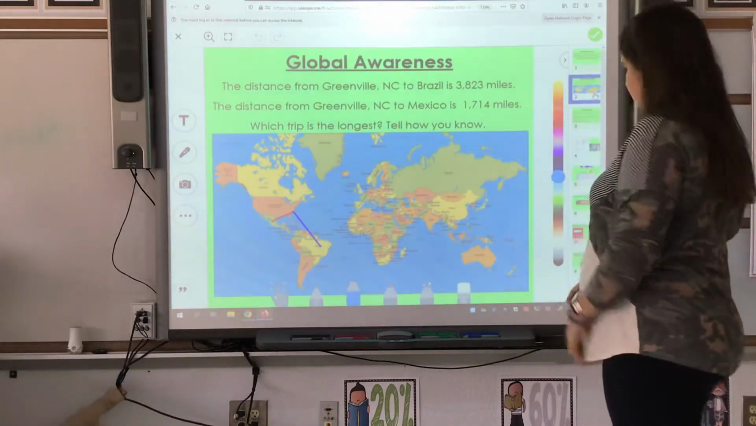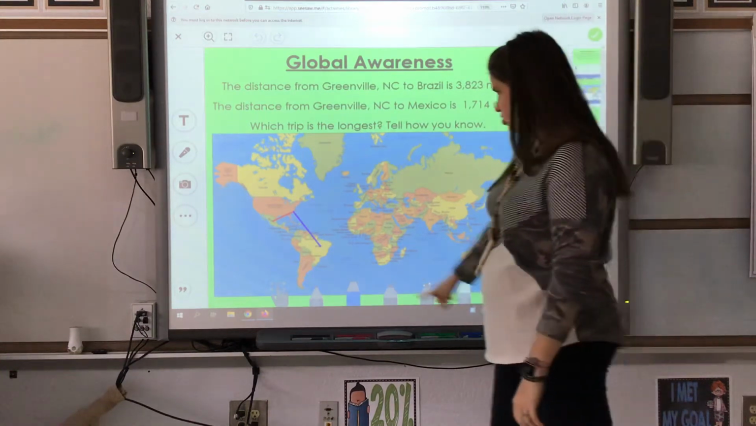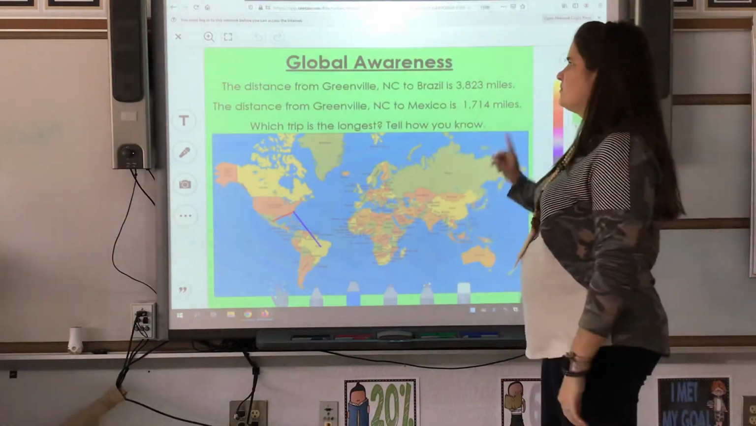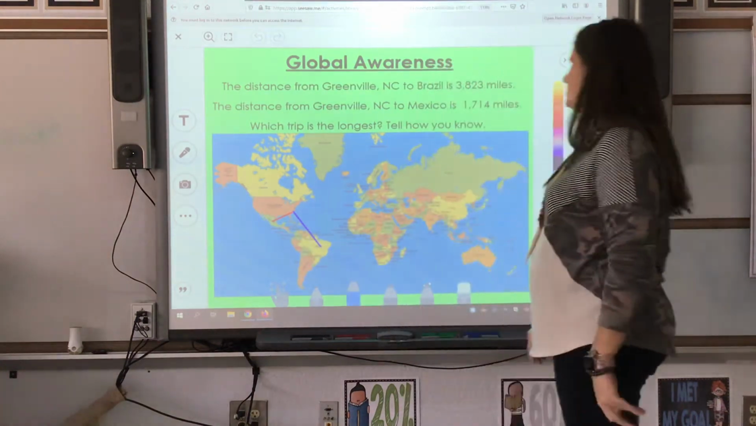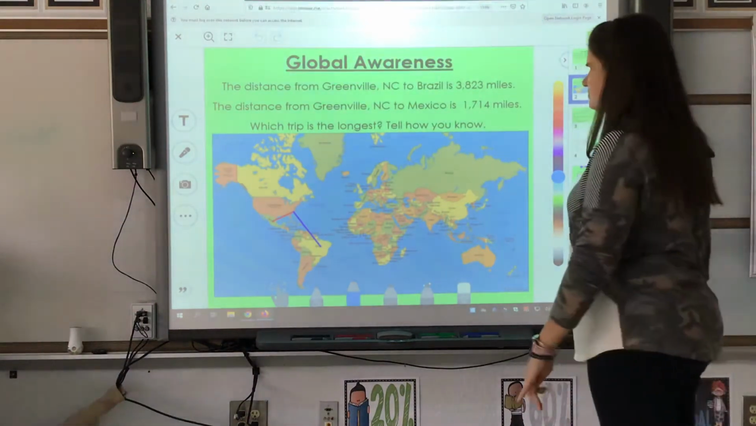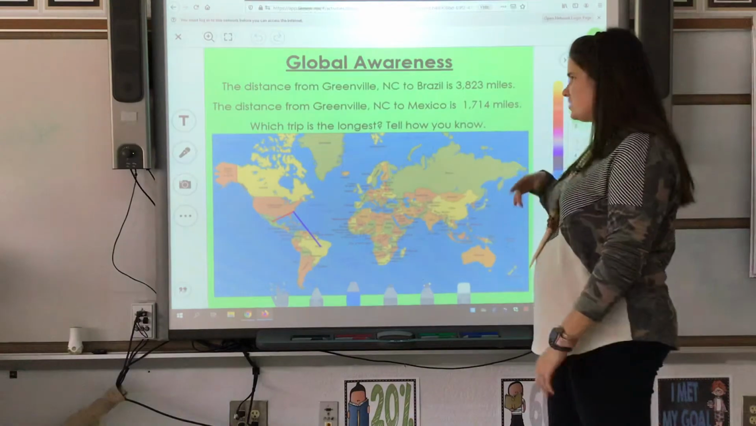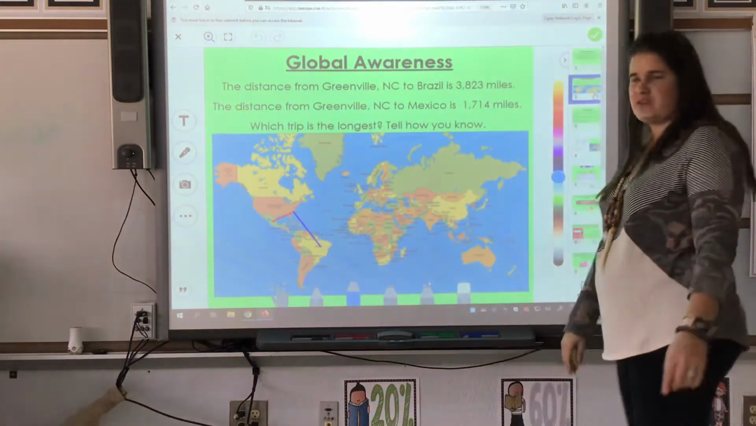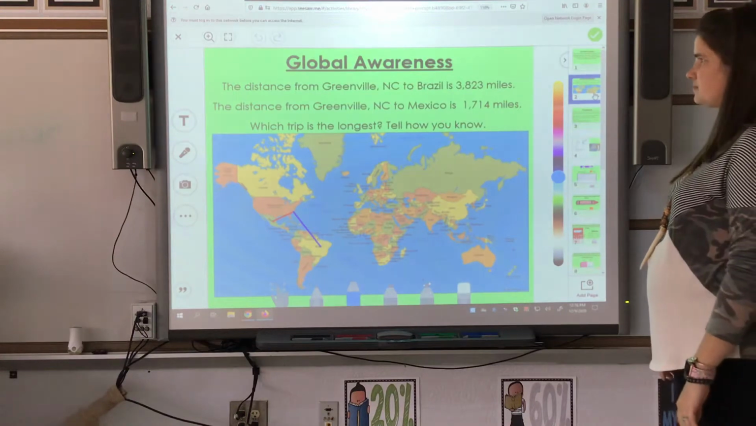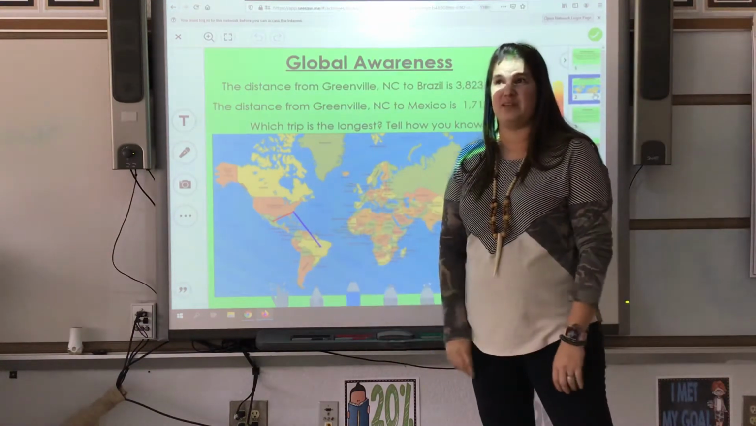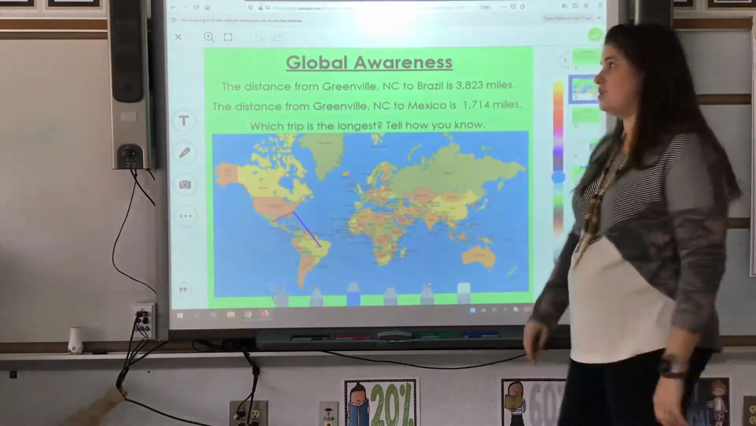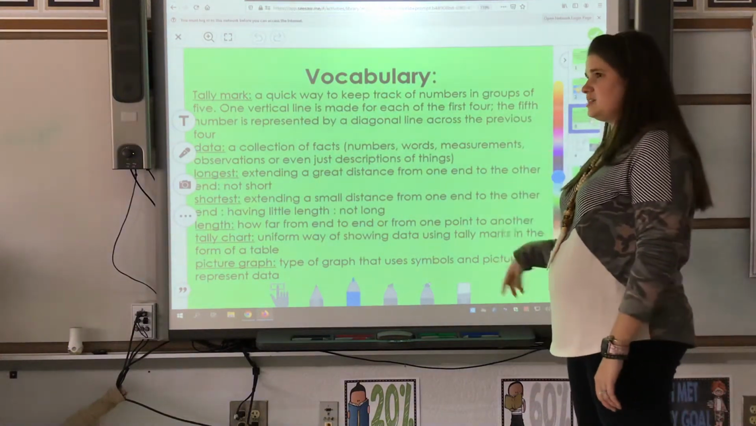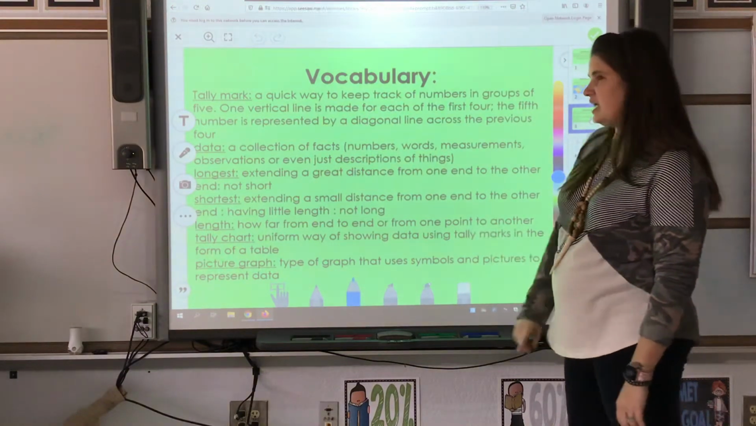Global awareness. The distance from Greenville, North Carolina to Brazil is 3,823 miles. Whoa. The distance from Greenville, North Carolina to Mexico is only 1,714 miles, which is still pretty long. Tell an adult or a brother or sister at home which trip is the longest, and how you know. Look at those distances. If you said the trip to Brazil, you are exactly right, because that is 3,823 miles away. What?